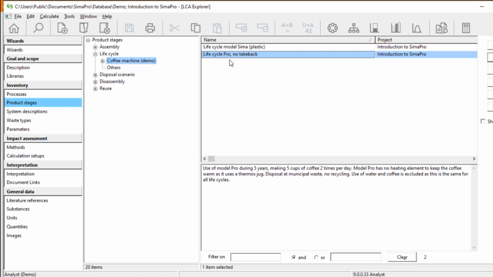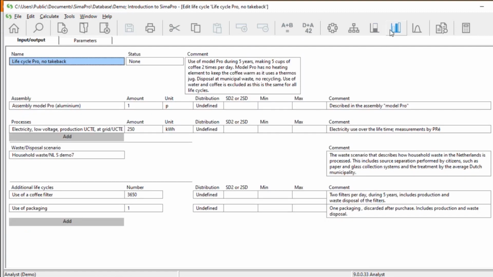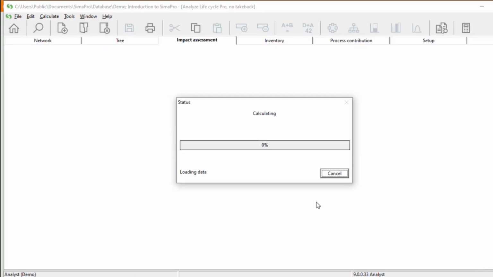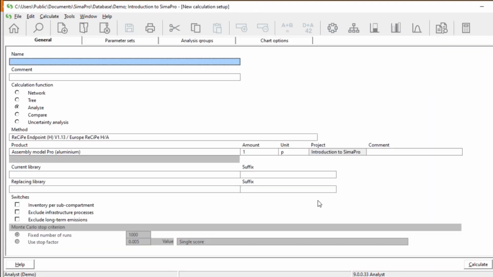Okay, life cycle, no take back. This means we're just disposing of it. We're not taking it back into our system. So you can read through this one to check the functional unit of our system. Okay, just click a little bit here, analyze, calculate.